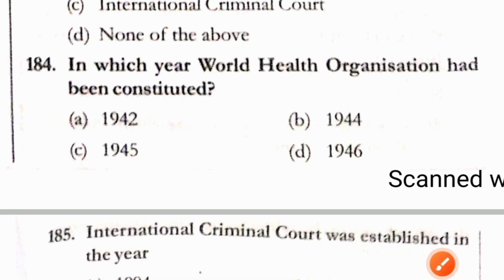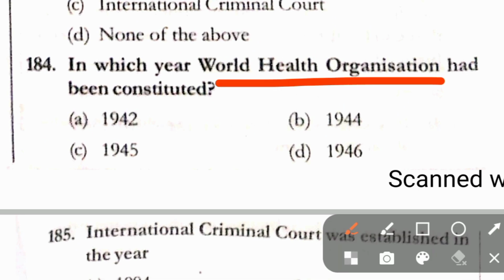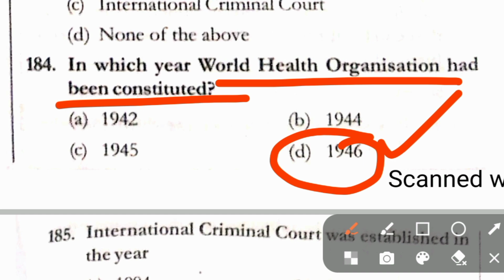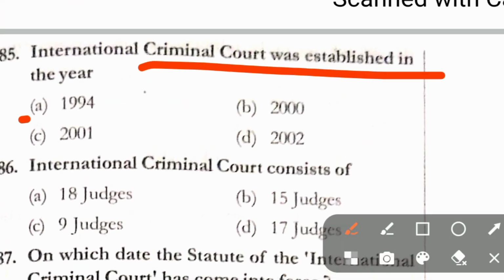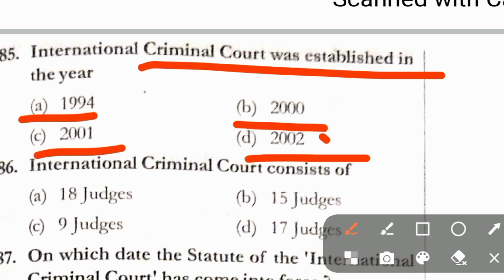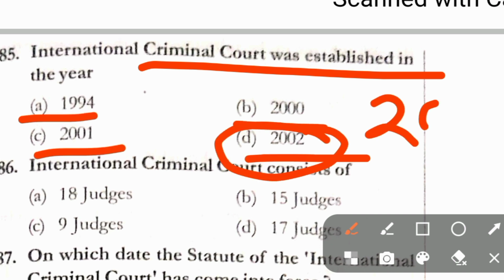Question number 184. In which year has the World Health Organization been constituted? Option A 1942, option B 1944, option C 1945, and option D 1946. The correct answer here is option D, that is 1946. Question number 185. International Criminal Court was established in the year 1994, 2000, 2001, 2002. The correct answer here is option D, that is 2002.